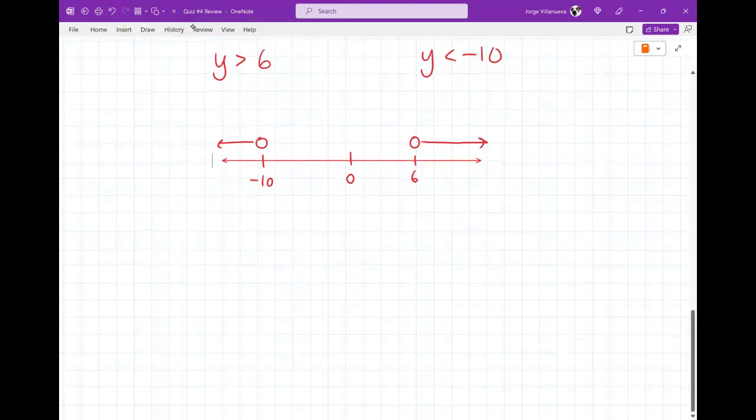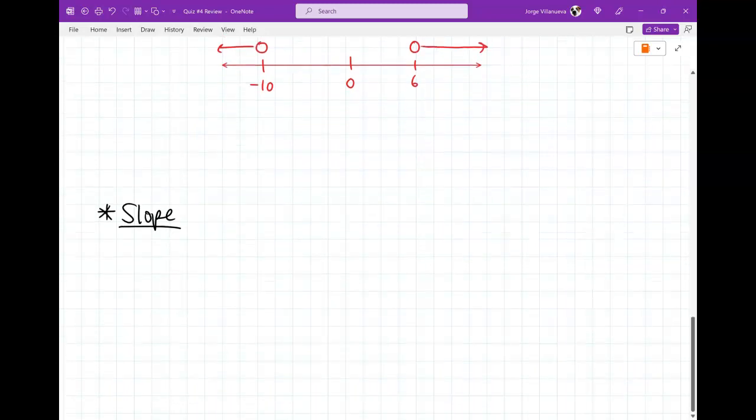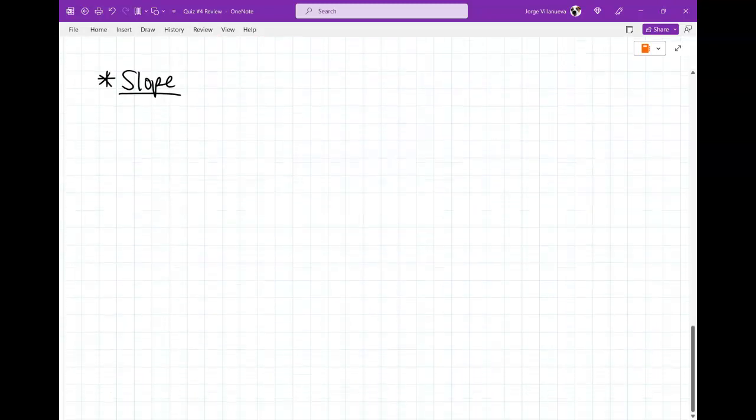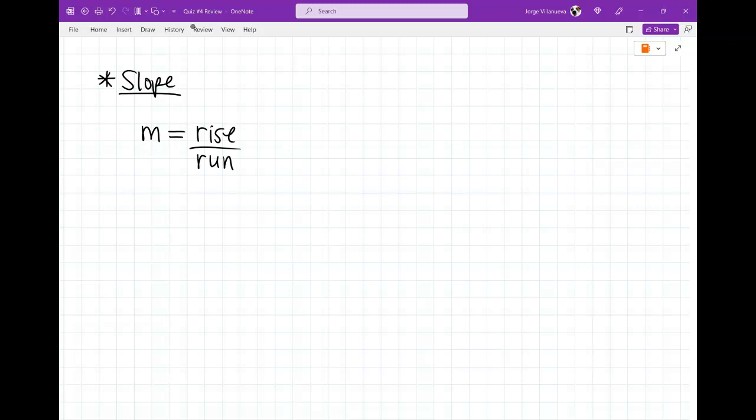And we're going to revisit slope. Okay? So we're going to do one of each type of problem for slope. One where they're going to give you a picture and then you just got to figure out the slope. Then we're going to do one where you find the slope given 2 points. Okay? So, I want to remind you guys, slope is thought of as rise over run.